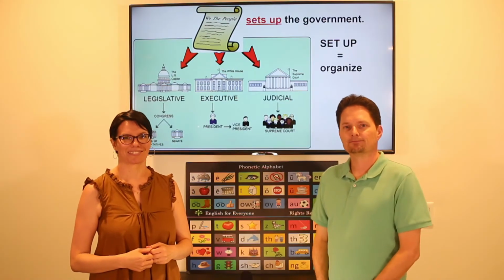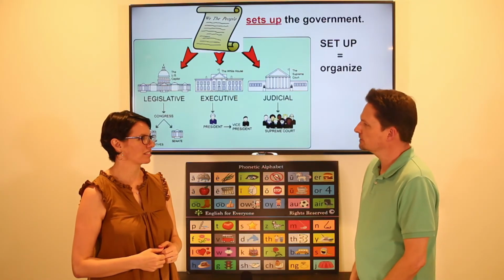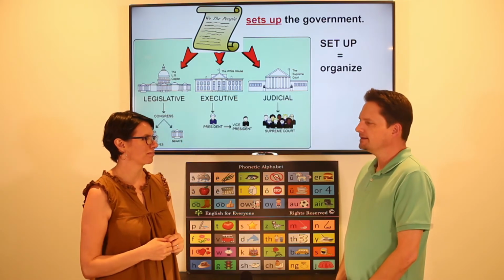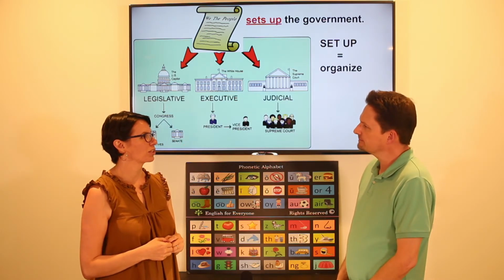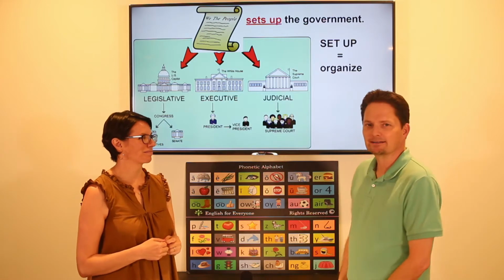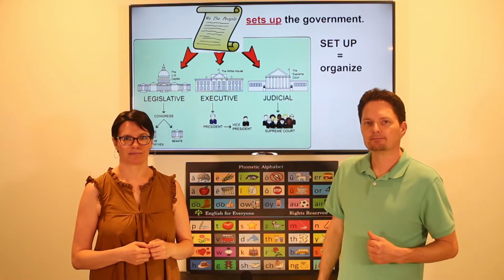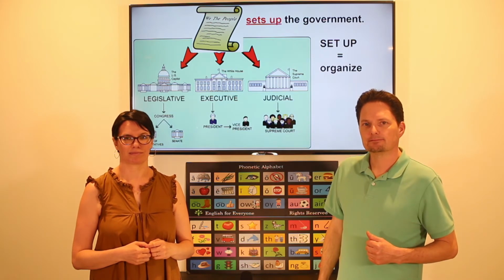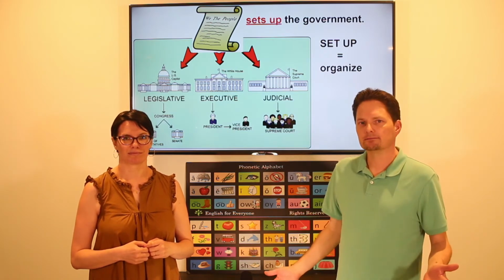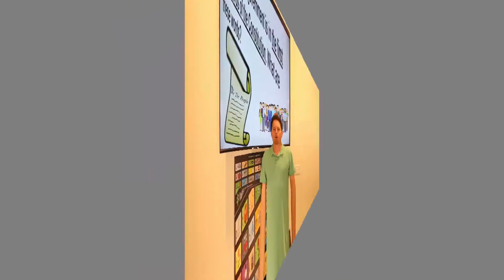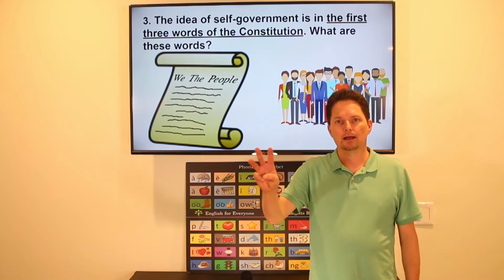Let's practice. What does the Constitution do? The Constitution sets up the government. In this case, what does set up mean? It means organize. Very good. What does the Constitution do? Respond. And what does set up mean? Respond. Very good.